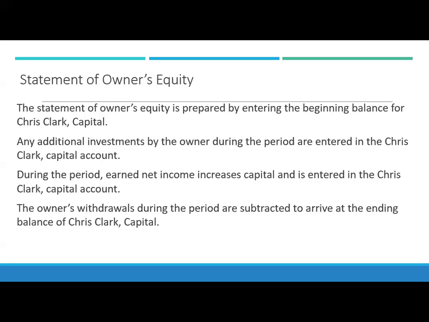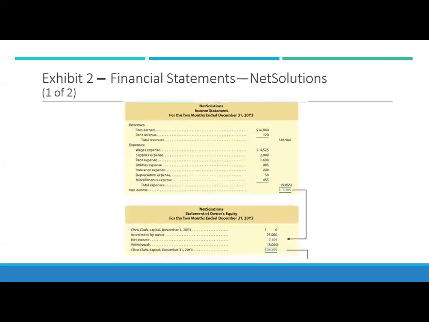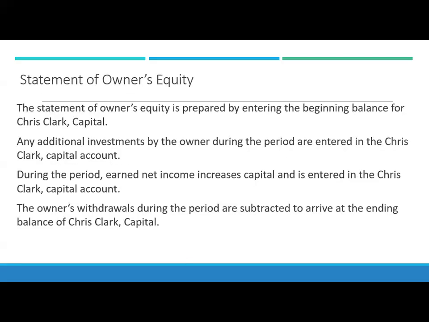And the statement of owner's equity, we prepare that. We have the beginning owner's equity balance, then investment by owner, net income or loss, and then withdrawals, and then the ending balance. So it really just shows everything that's happened in the capital account throughout the period.